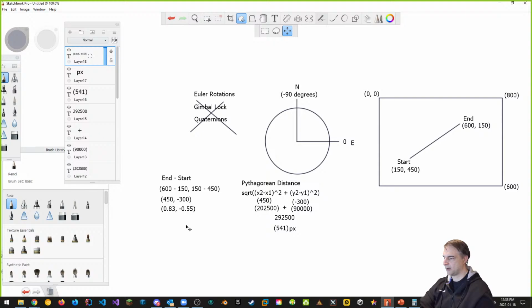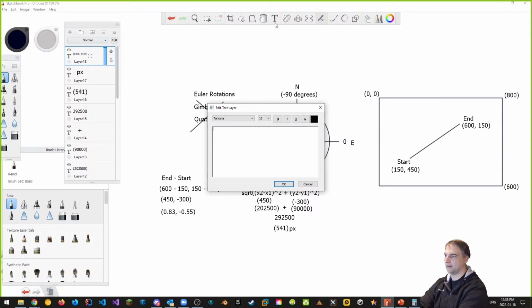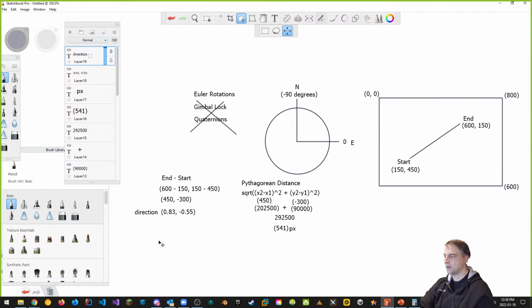And also, when we think about what that is, that's the direction vector from the start to the end. We don't care about the actual value, the length of 541 pixels. We just want a length of 1, and that's what the direction is. We divide it by the distance, right? Each component, x and y, we divide by the distance to get the unit vector.